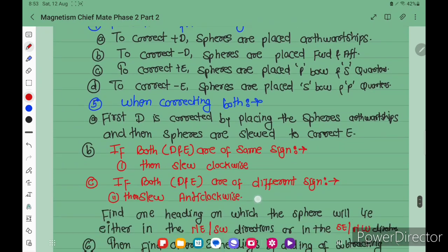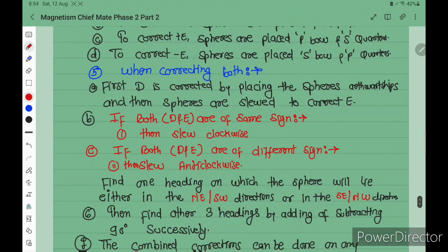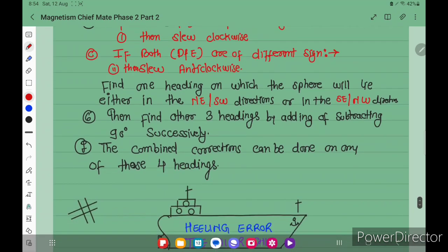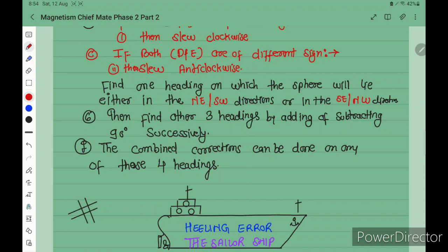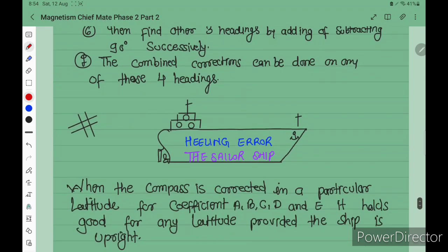When correcting both, first D is corrected by placing the spheres athwartships, and then the spheres are slewed to correct E. If both D and E are the same sign, then slew clockwise. If D and E are different signs, then slew anticlockwise. Find one heading on which the spheres will lie either in the northeast-southwest direction or in the southeast-northwest direction. Then find the other three headings by adding and subtracting 90 degrees successively. The combined correction can be done on any of these four headings. So this combined correction will be more clear when we solve the past MMD papers.